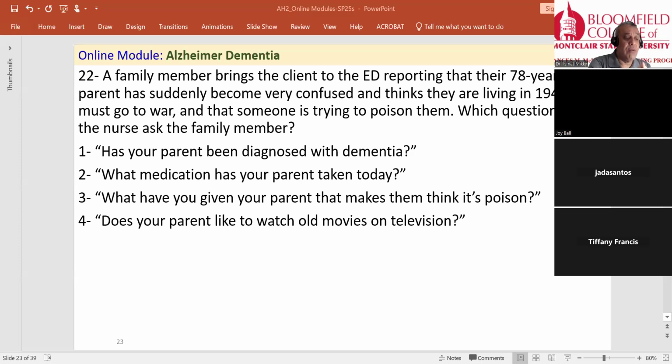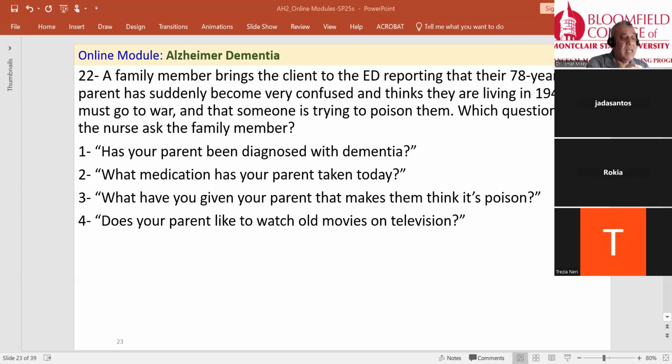Now, number 3: "What have you given your parent that makes them think it's poison?" How would you feel if a nurse told you that? Bad. What does that mean, how would you perceive it? It's like you're accusing them. Exactly, it's blaming. It's blaming the family member for the client's paranoid ideation.